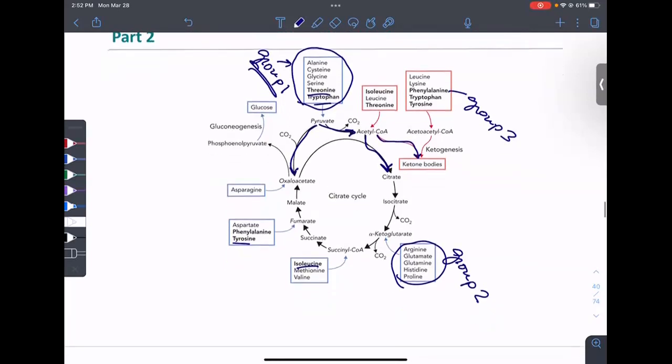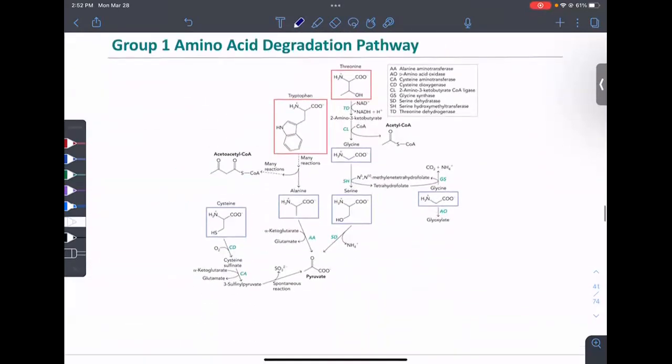The next group, group 2, down here at the bottom, these are glucogenic. These get converted to alpha keto glutarate, again, entering the citrate cycle. And then we have our group 3, and our group 3 are converted to acetyl-CoA, which can then undergo ketogenesis. So just understanding the big pathways of what the different groups of amino acids can do. You don't have to memorize the pathways, but just understand what's going on, right?